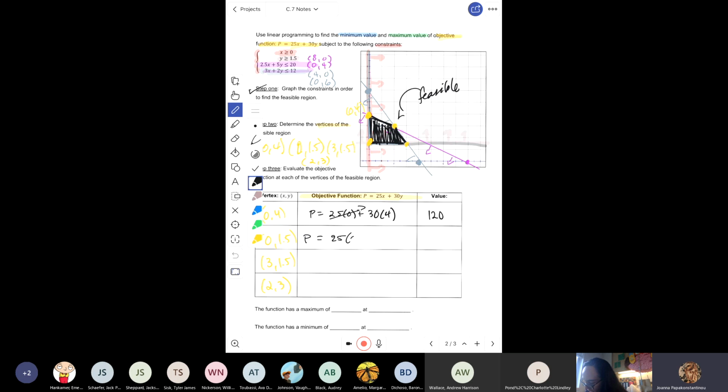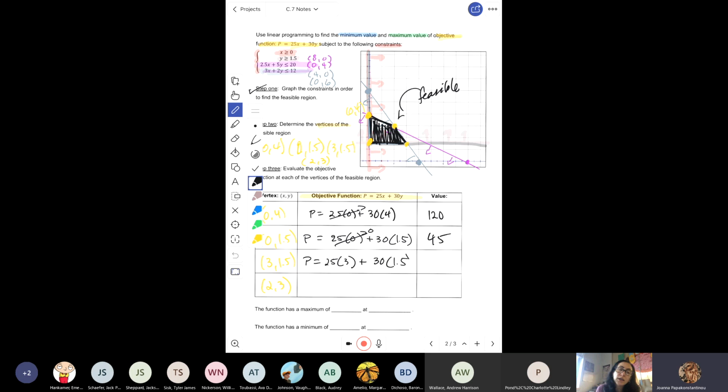Now I'm going to do the same thing at that next vertex. So 25 times 0 plus 30 times 1.5. Again, this goes to 0. 30 times 1.5 is going to give me an objective function of what? 45. 45. And then I'm going to keep going and I'm going to evaluate the objective function at the third point.